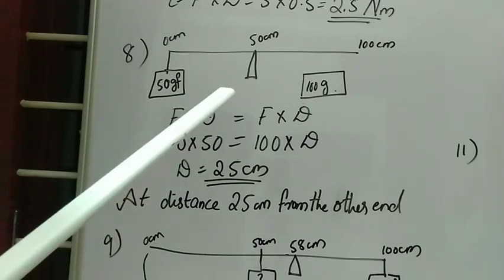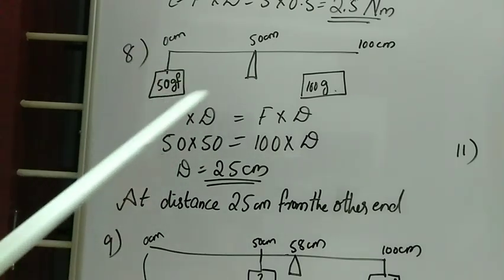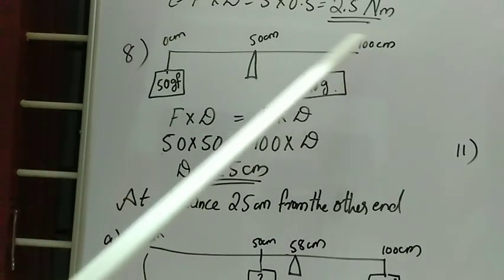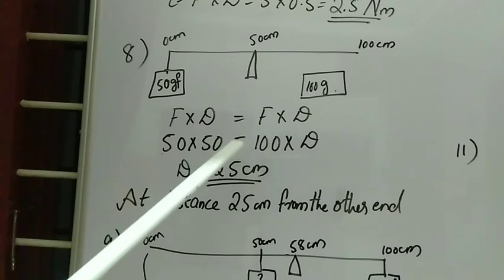When you read that sentence, uniform meter ruler, right away you have to draw a straight line, mark 0 centimeter, 100 centimeter, and mark 50 centimeter at the middle. A uniform meter ruler is pivoted at its midpoint.